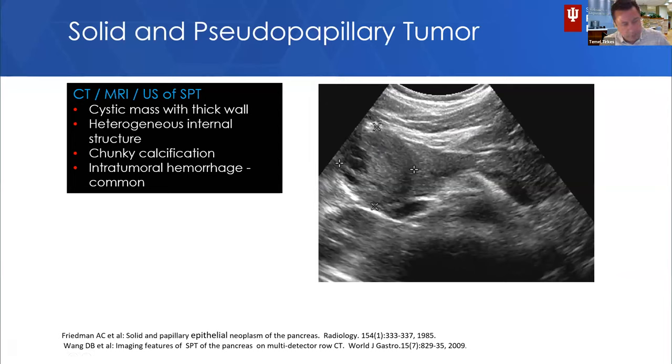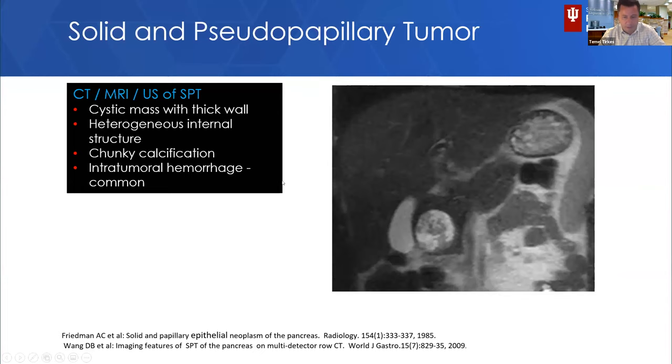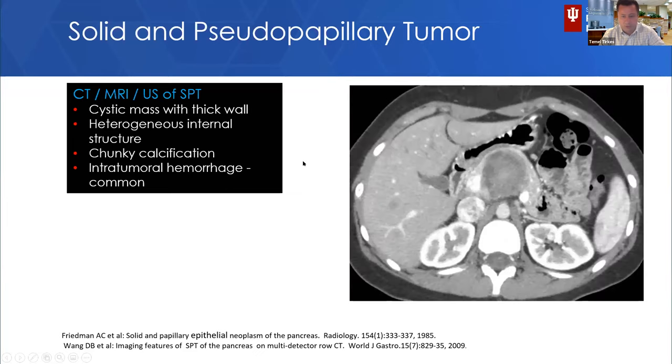So let's go to the solid pseudopapillary tumor, which is a cystic mass with a thick wall, and there may also be internal masses or echogenicity. This was detected by ultrasound first, and then ended up with an MRI. This is a coronal T2 image showing the same mass, which is T2 hyperintense, meaning there's a lot of fluid inside this lesion, and also internal architecture as well. On CT, you may also see chunky calcifications and intratumoral hemorrhage, which is also common.